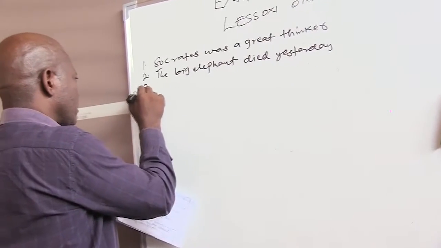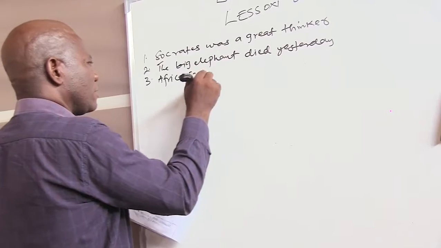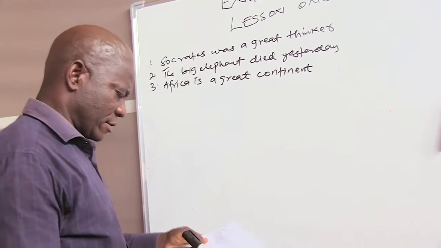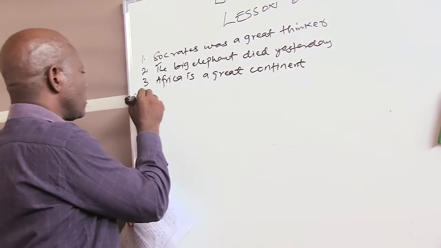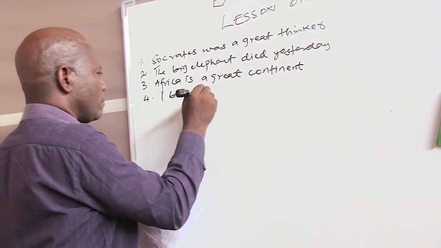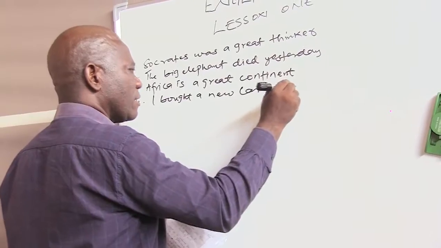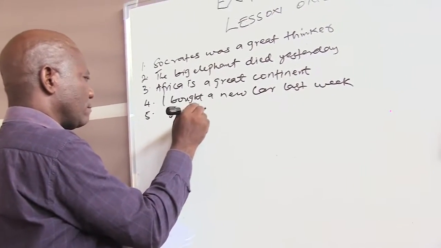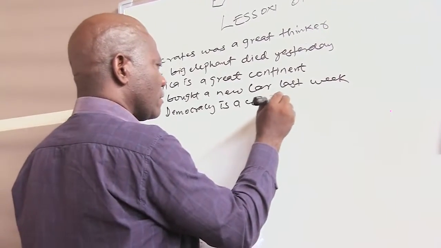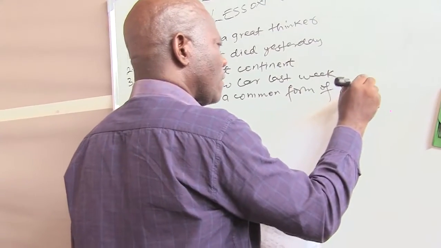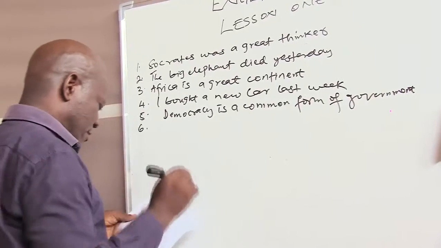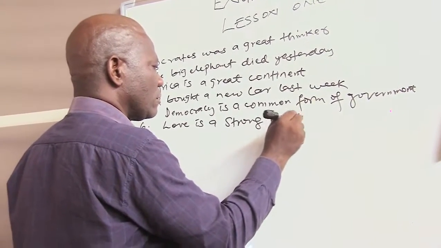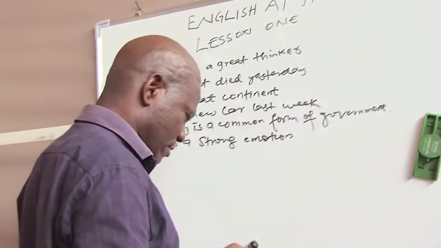Okay. 3, Africa is a great continent. Africa is a great continent. 4, I bought a new car last week. 5, democracy is a common form of government. And then 6, love is a strong emotion.